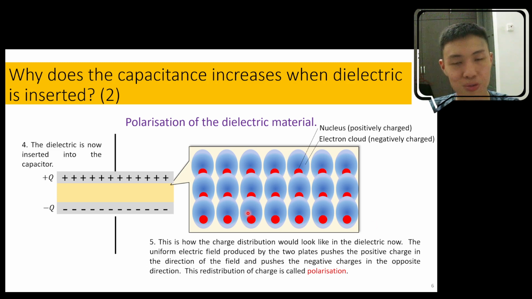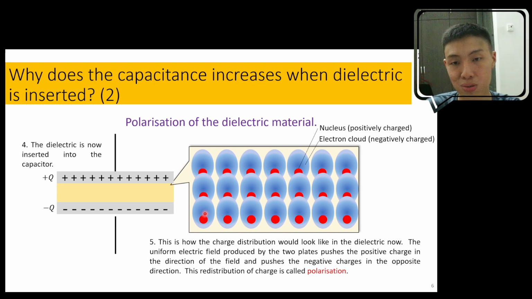Another one will want to move to the other side. The positive nucleus will want to move to the negative plate. The electron cloud will want to move to the positive plate. Whether they move or not, for the nucleus, I'm not sure whether it moves or not, it depends on the nucleus size maybe. But for the electron cloud, because the electron is very light, it definitely gets shifted. But again, they cannot detach from each other because they belong to one single atom.